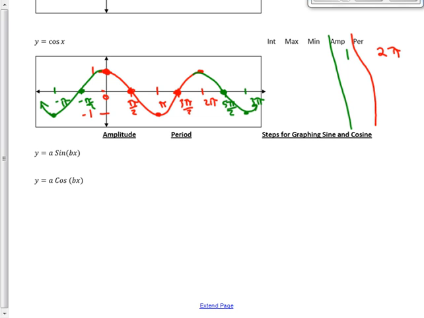The minimum points, again, there's many of them, but the first minimum happens here at pi. And so the ordered pair is pi comma negative 1. The maximum point happens here at 0 and here at 2 pi. So I end up with 0 comma 1 and 2 pi comma 1. Okay, happens at both of those points.